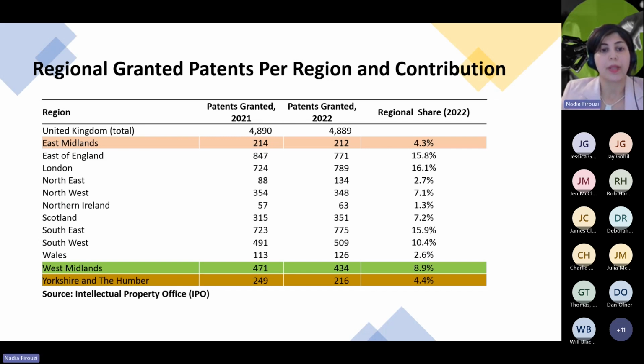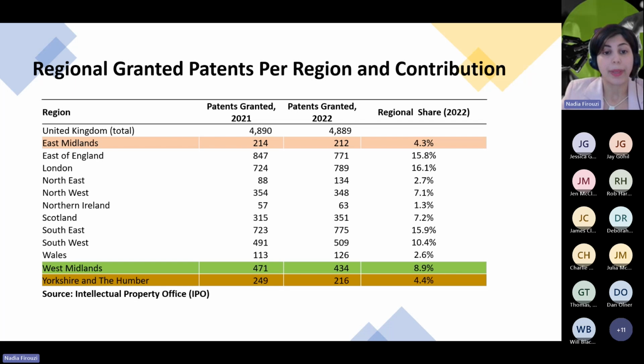This table, as you see, displays regional patents granted in the UK. From 2021 and 2022, we have 2 years just to compare and see how stable the patents granted are. And also in the third column, you see the share of each region. So the table displays regional patents granted in the UK for 2021 and 2022.